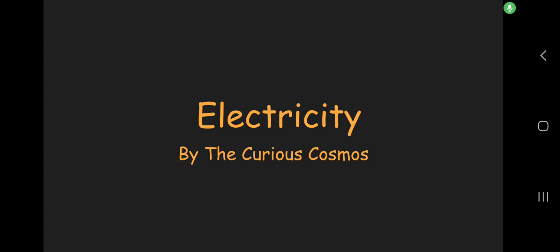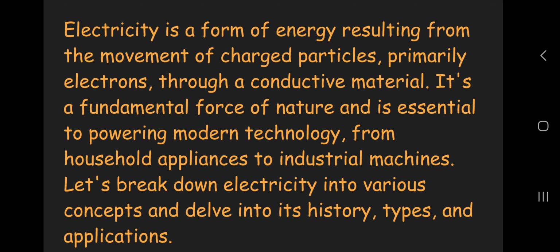Today we're going to be learning all about electricity, how it works, and all the components of electricity. Electricity is a form of energy resulting from the movement of charged particles, primarily electrons, through a conductive material. It's a fundamental force of nature and is essential to powering modern technology, from household appliances to industrial machines. Let's break down electricity into various concepts and delve into its history, types, and applications.